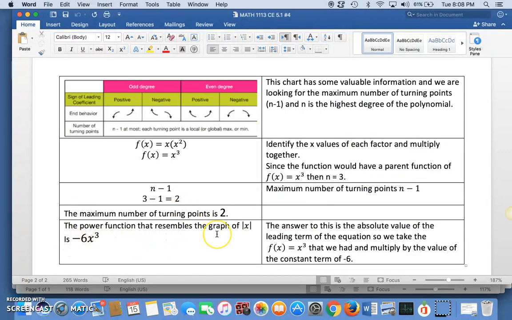The power function that resembles the greatest value of x. This is referring to what the lead term would be if you were to multiply it completely together. You really don't have to multiply it together. You just kind of have to come up with what that lead term is going to be. So we had already come up with the x cubed part, then we would distribute the constant of -6 by it. And so it would look like -6x cubed is what that particular part would look like. I hope this makes sense.